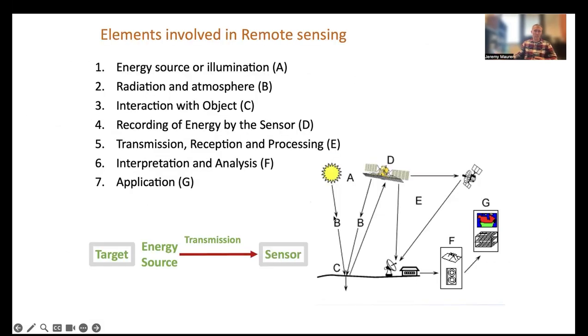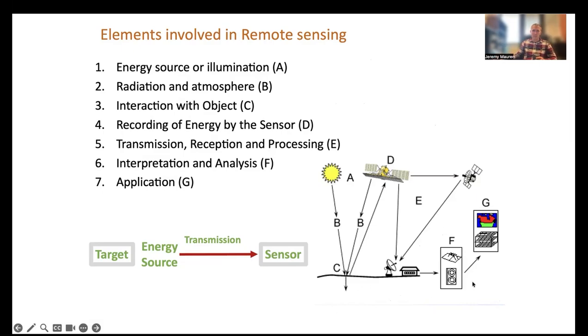And again, this is for a passive sensor: energy source, radiation from the source through the atmosphere to the sensor. If we have an active source, that could also be radiation from the source to the target, and then from the target back to the source. Then transmission, reception and processing, that's getting the data to your computer, essentially, and then potentially doing some processing on the data, interpretation and analysis, and then using that interpreted data to make some decisions. So this is the general workflow of how we use remote sensing data.